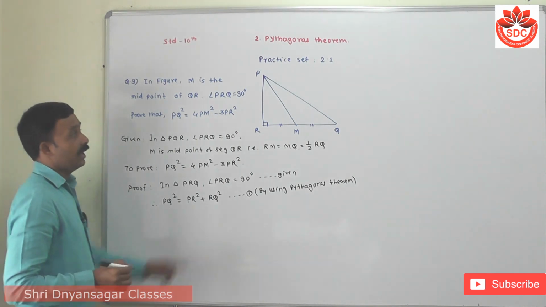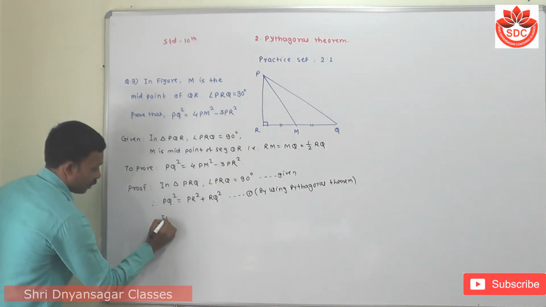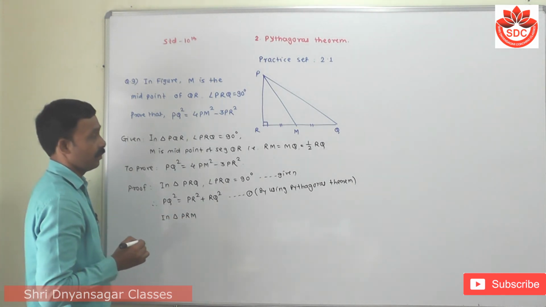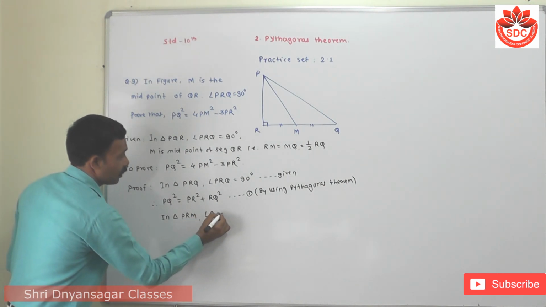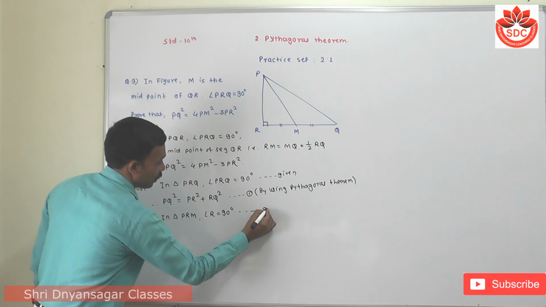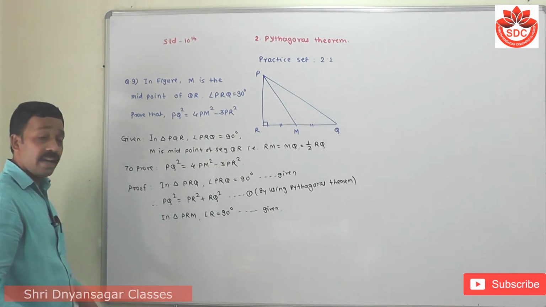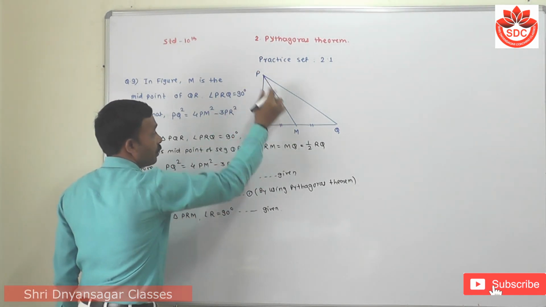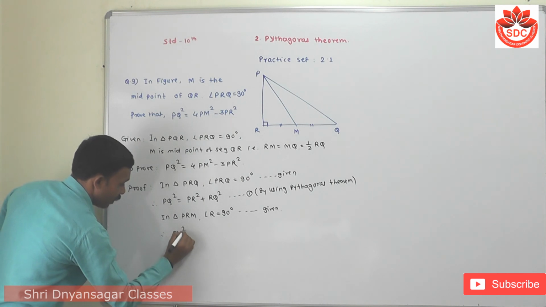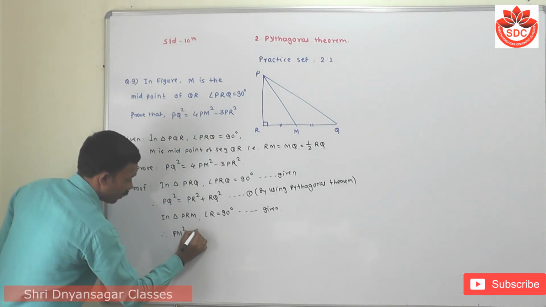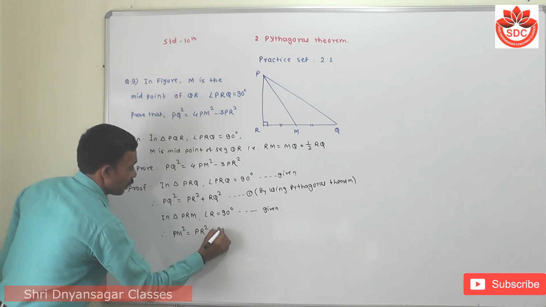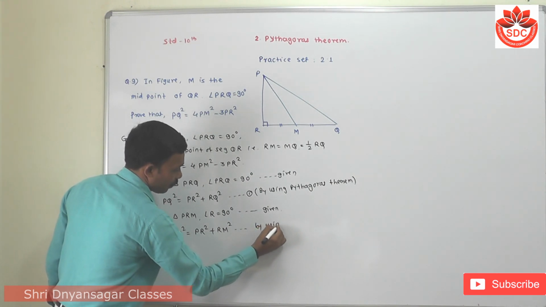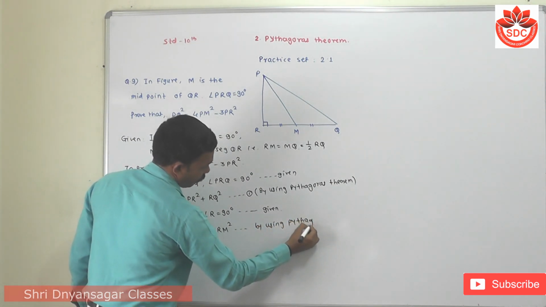Okay. Then we take another triangle here, in triangle PRM. Look at this PRM. Angle R is equal to how much? 90 degrees. This is also given. Then again we use the Pythagoras theorem. Therefore, the hypotenuse of this PRM is PM. So I write here PM square is equal to PR square plus RM square. This is by Pythagoras theorem.